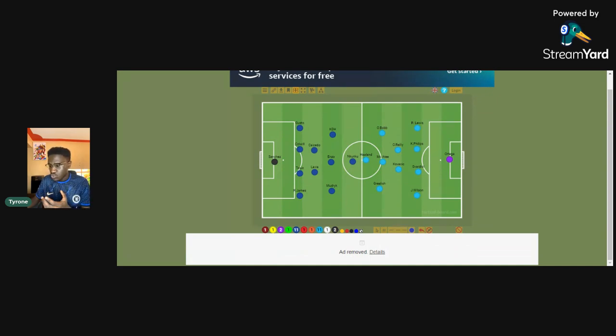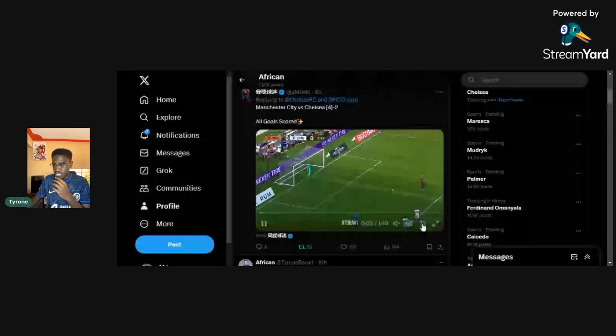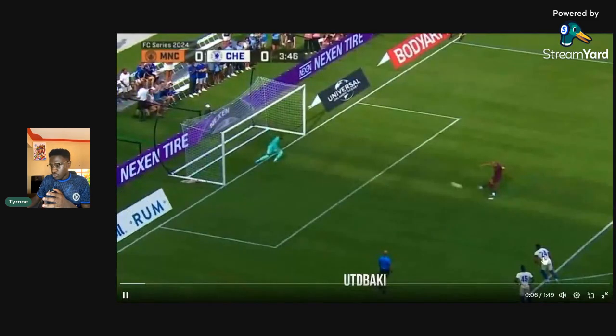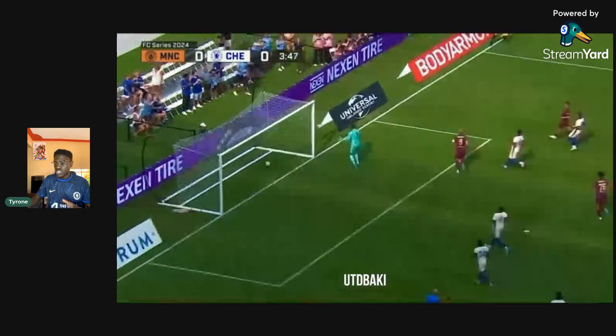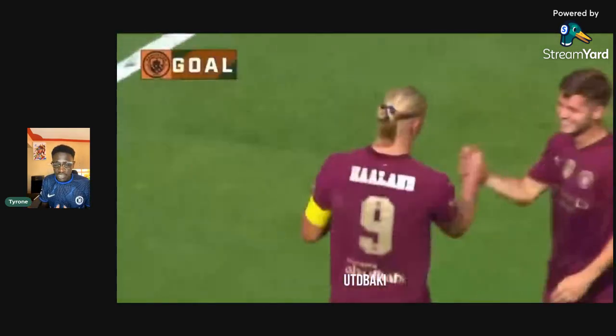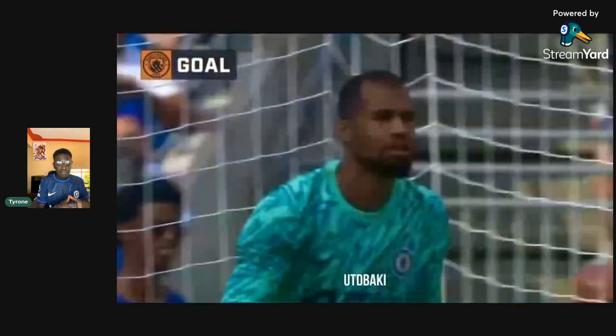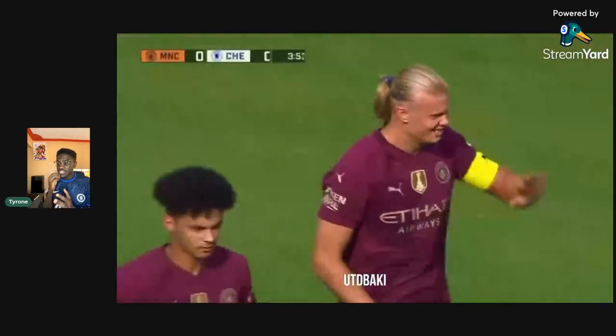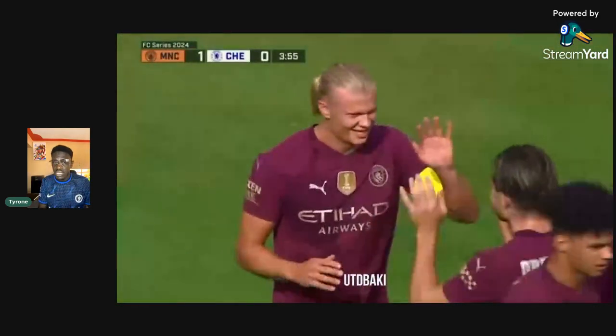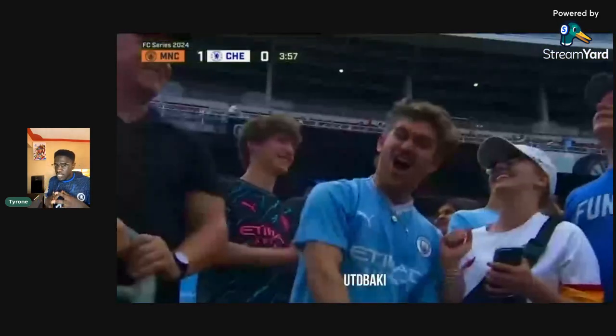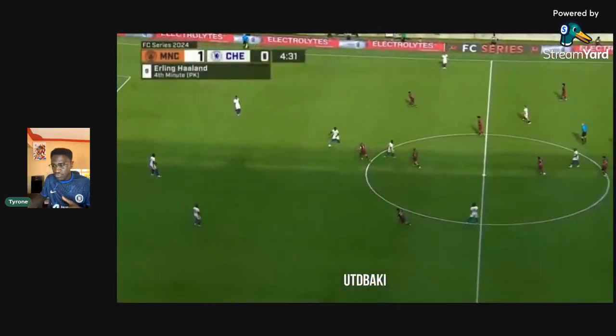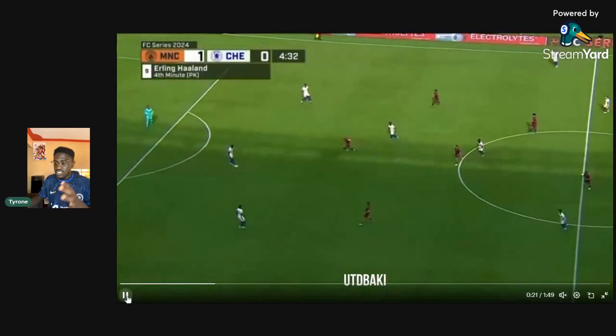Now, I want us to look at the first goal that Manchester City scored in this game. The first goal was actually a penalty, a penalty that was given sillily by Colwill, and this resulted from a mistake from Tosin. And this mistake came from when Chelsea were building from the back. This is a problem that Chelsea are experiencing in this team.